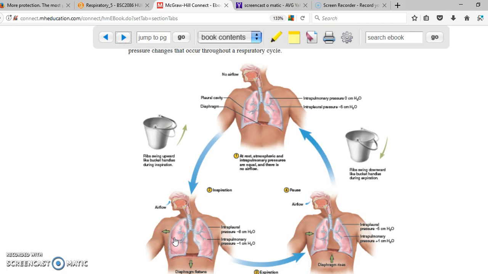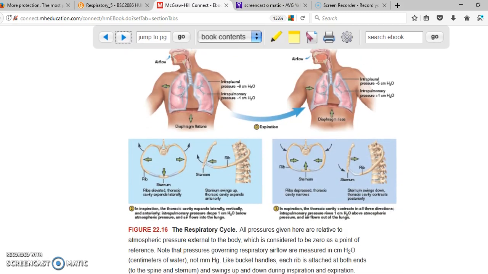The opposite happens in expiration. If this is 10 and this is 5, when the diaphragm relaxes, the diaphragm goes up, the thorax recoils back, and then this pressure in your lungs increases. And now you have in here, let's say, more pressure than outside, and that drives the air out from the lungs. Okay, I hope that that's clear. So let's keep scrolling down.